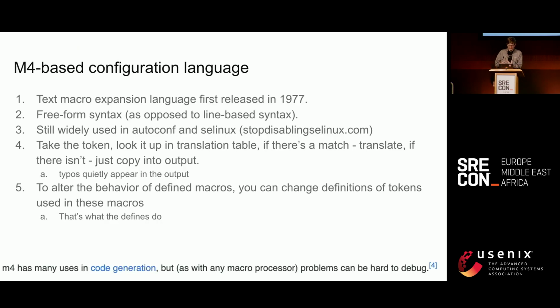To alter the behavior of defined macros, you can change the definition of tokens used in those macros. Basically there are no variables. It's not function calls. You have some macro which uses some tokens, and then you define those tokens, and it's this type of programming that we all love, where you change something and something else suddenly changes somewhere else.